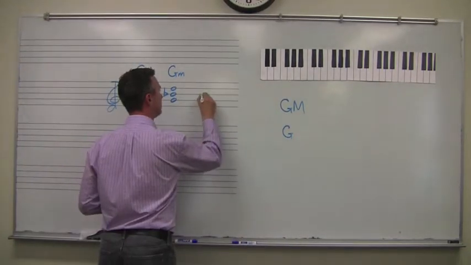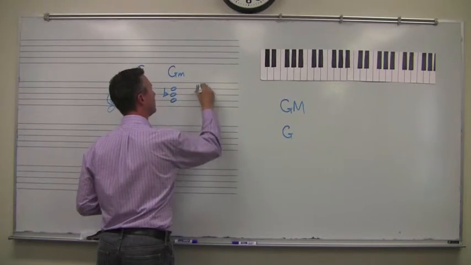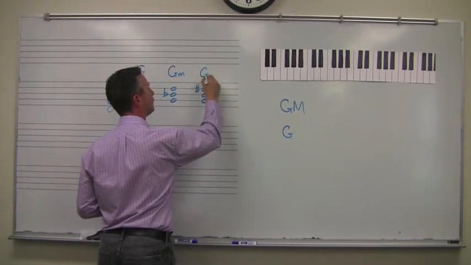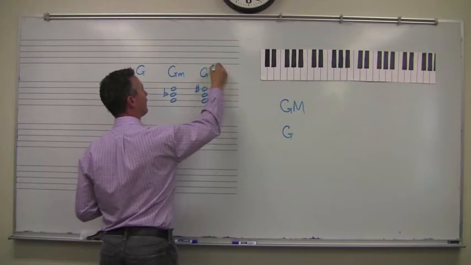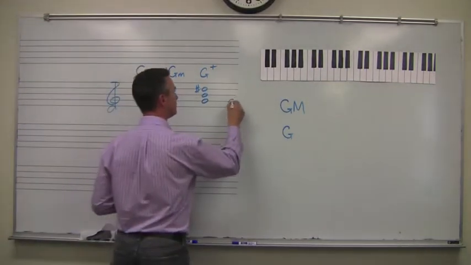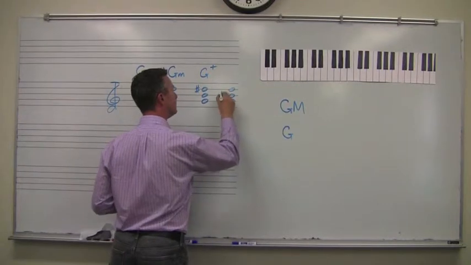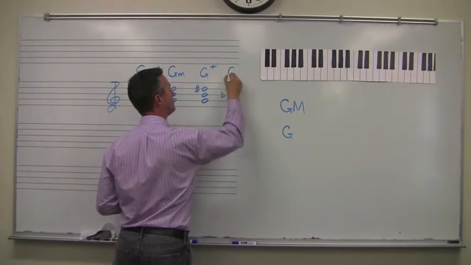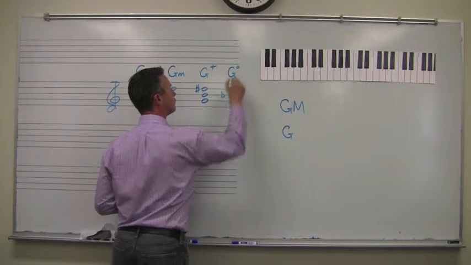What if it is augmented? What if instead we have this chord? Then we take the large G and we add a plus sign. The plus means augmented. What if it is diminished? Then we take the G and we add a small circle.